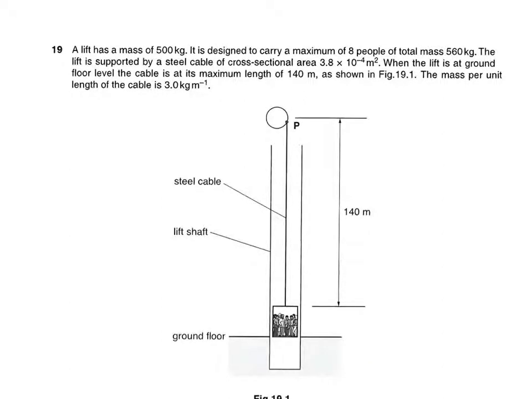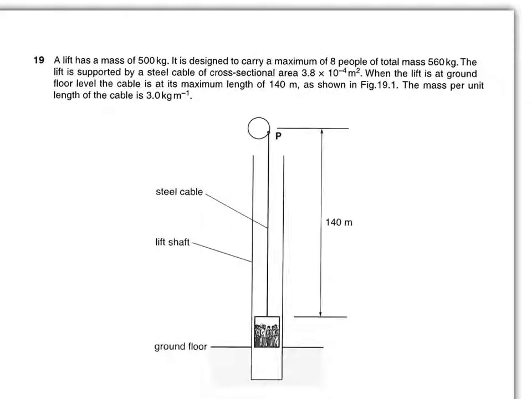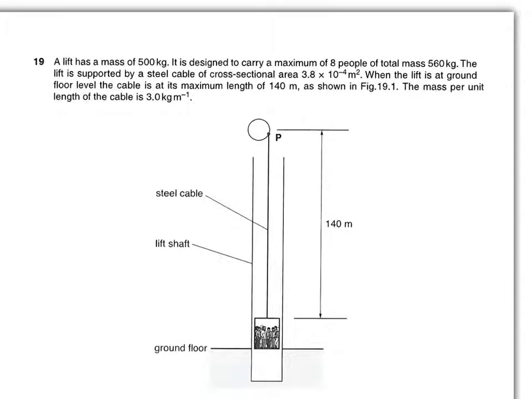So this is G481 homework booklet question 19. We've got a lift which itself is 500 kilograms and can carry up to 8 people with a total mass of 560 kilograms. And the lift is supported by a steel cable of cross-sectional area 3.8 times 10 to the minus 4. With the lift at ground level, the cable's at its maximum length of 140 meters as shown. The mass per unit length of the cable is 3 kilograms per meter.